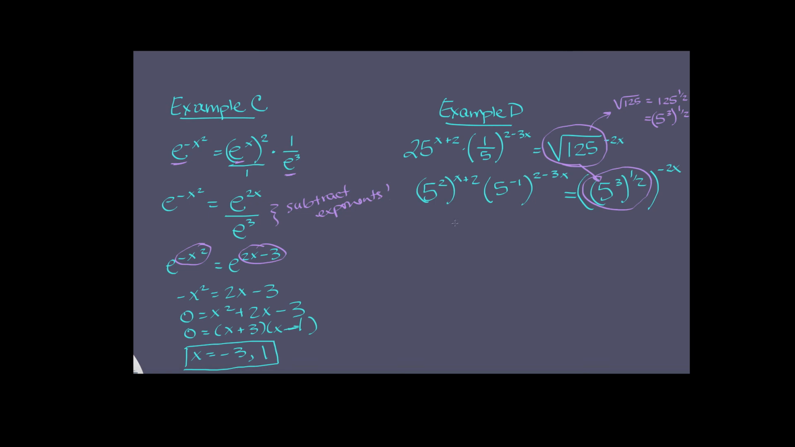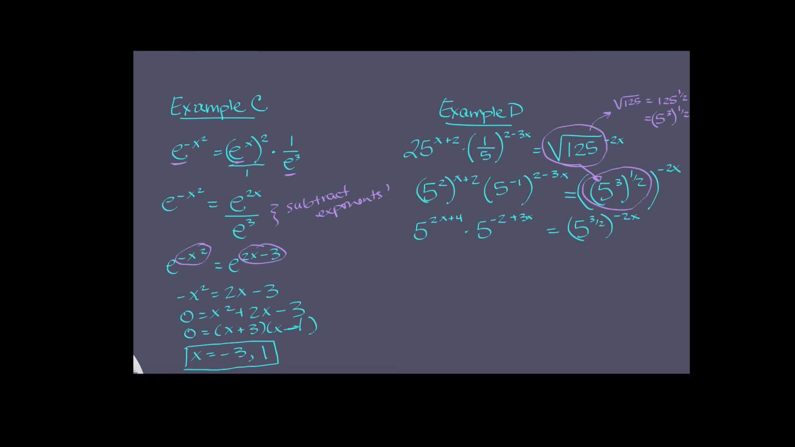All right, so now I've got a bunch of simplifying to do. So 5 squared to the x plus 2, I could simplify to 5 to the 2x plus 4. Power to a power, I multiply. I'm going to do the same thing here. 5 to the negative 1 to the 2 minus 3x. I'm going to multiply the negative 1 by 2 minus 3x, so I get negative 2 plus 3x. And then over here, I get 5. I'm just going to write this in 2 steps. 5 to the 3/2 to the negative 2x. I'm going to write that in 2 steps for now, just so that we can see it.